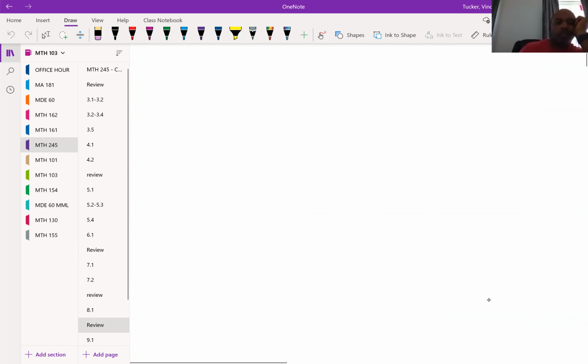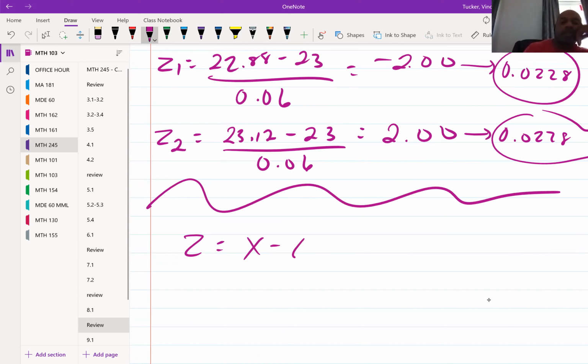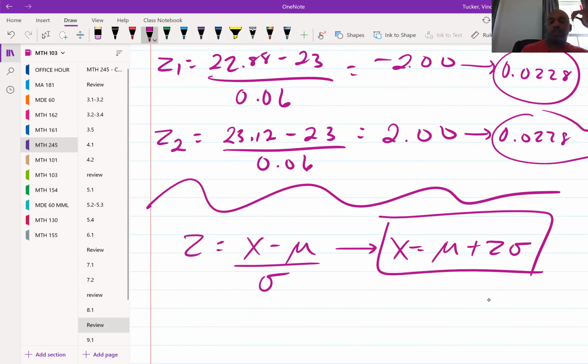All right. So our z-score formula is the data value minus the mean divided by the standard deviation. Now, if I want to solve it for the actual data value, I would multiply both sides by sigma and then add the mean. This is just a manipulation of the first formula. We just solved it for x.